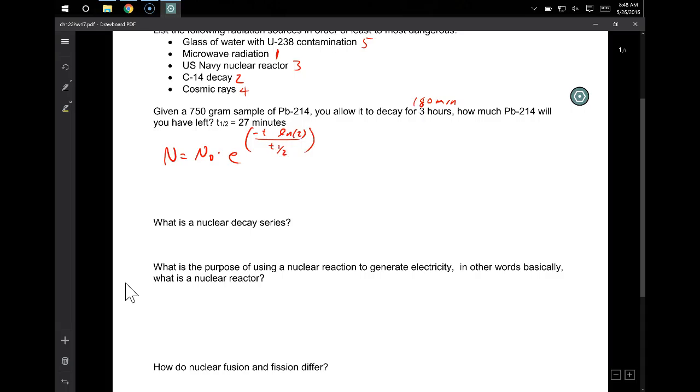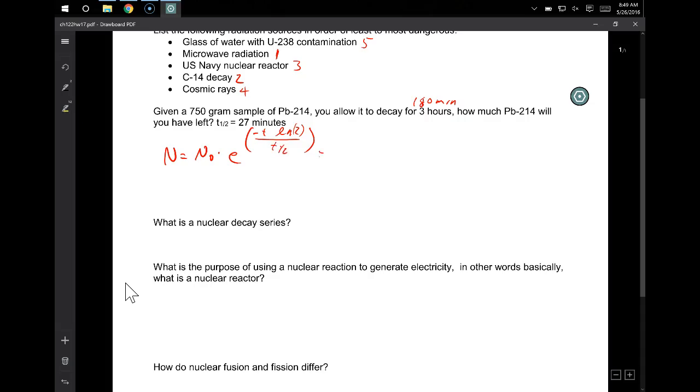Is that right? Or is it negative half-life? Let me think about that for a second. No, it's time. But those are backwards. Isn't the natural log of 2 on the bottom? So that's right. I had it right? Yeah. Okay.